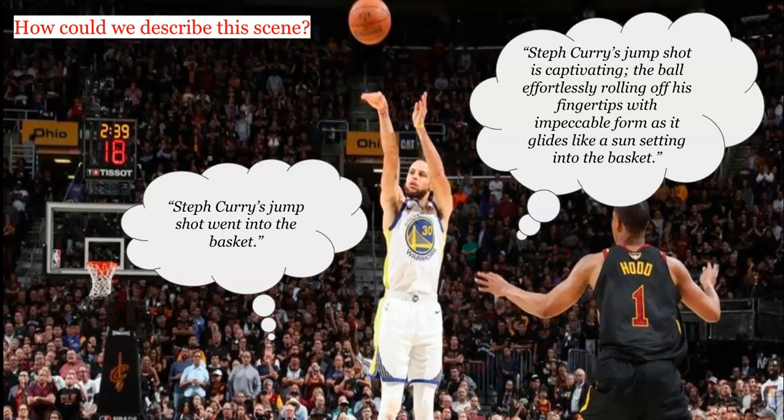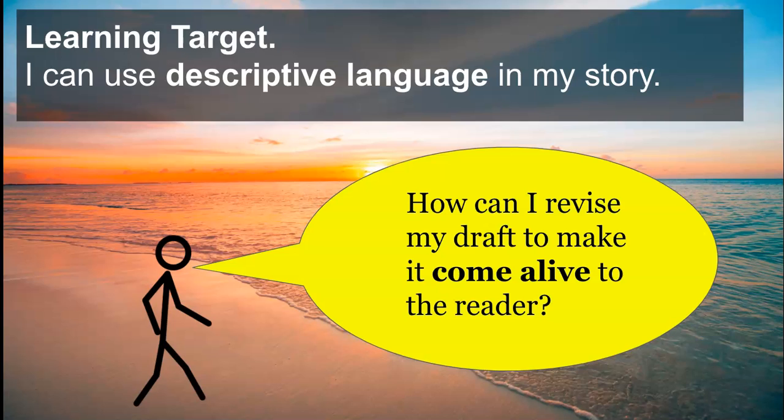Steph Curry's jump shot is captivating. The ball effortlessly rolling off his fingertips with impeccable form as it glides like a sun setting into the basket. And then we really get a strong idea about what this jump shot looks like to someone who's not there. And that's what we're going to be focusing on today. And it's what we call using descriptive language.